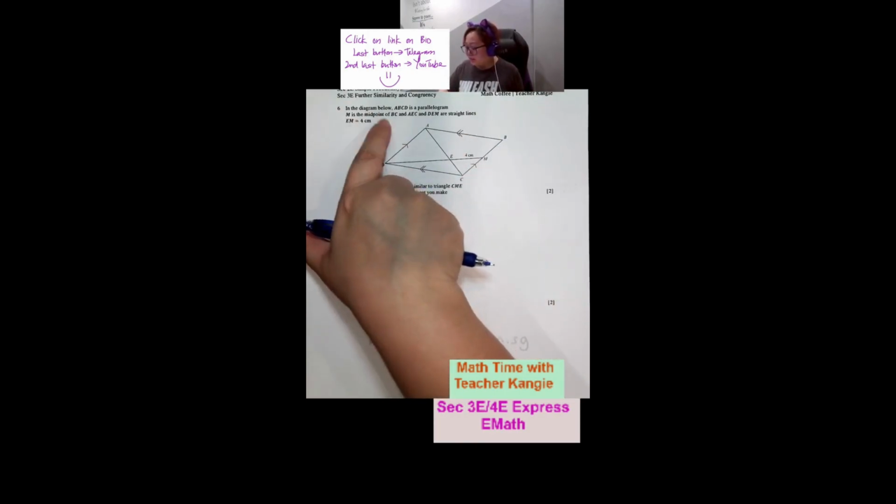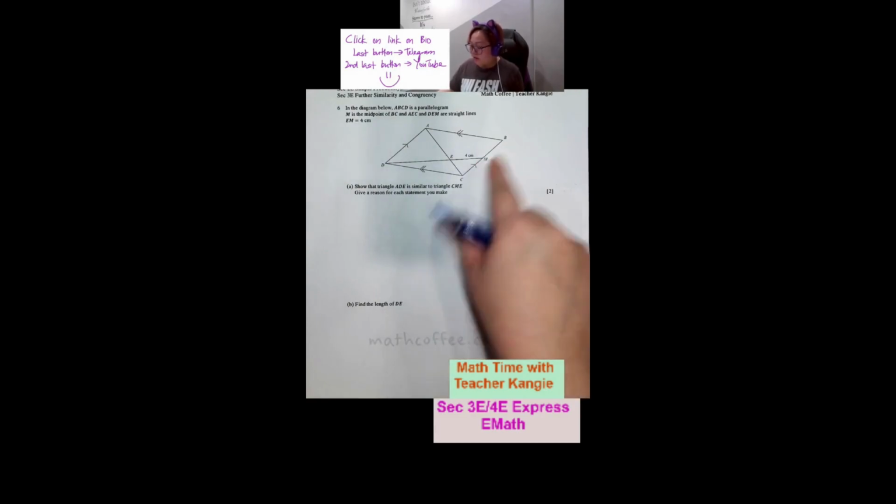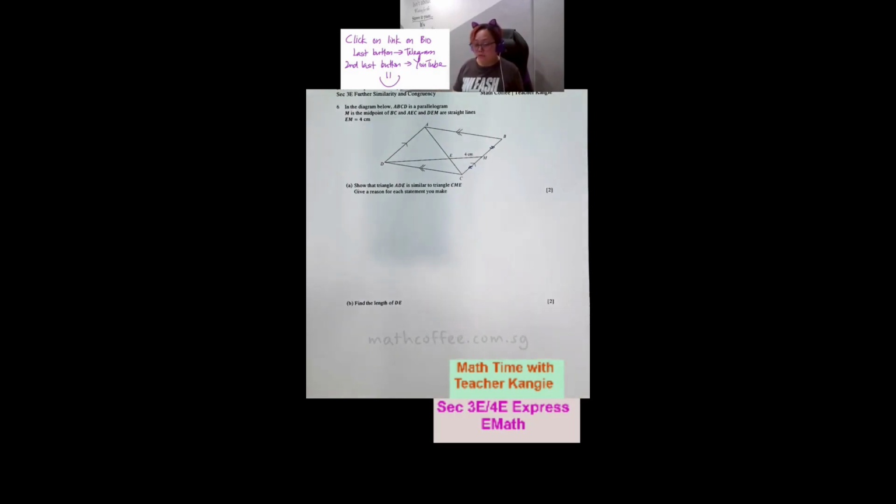So in the diagram, ABCD is a parallelogram. Okay, they already put the parallel lines for me. M is the midpoint of BC. So that means these and these are equal. We've got to mark up.